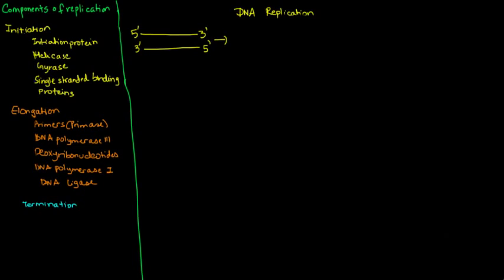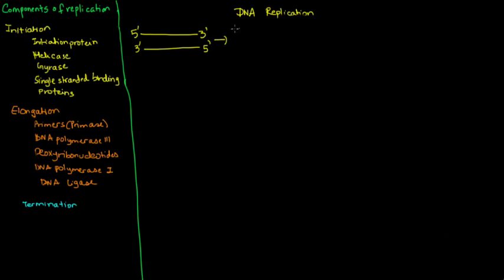What you also see on the screen are the components that are essential to the process of replication. As I talk about these important enzymes and proteins, I'm going to mark them off my list. Makes the process a little bit easier. So let's start the replication.